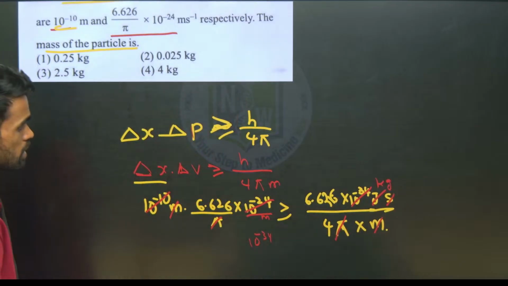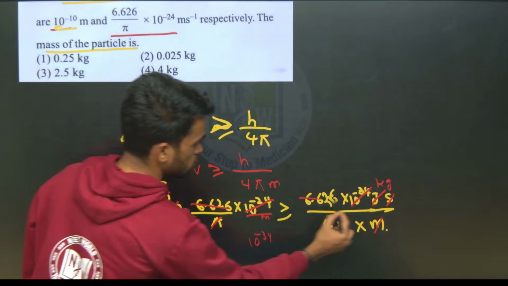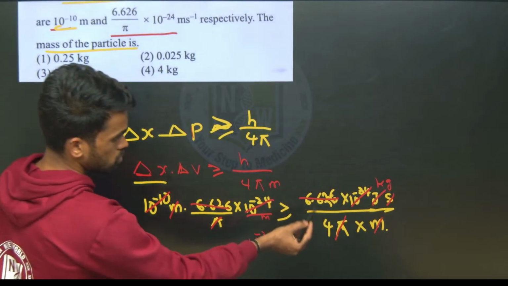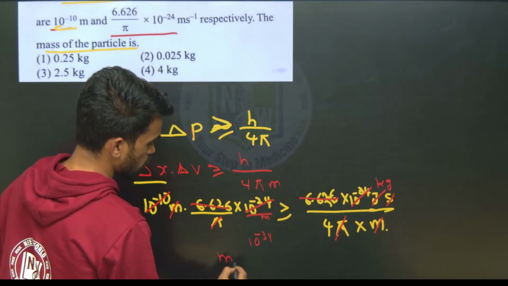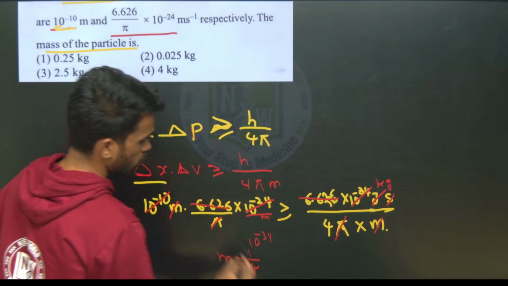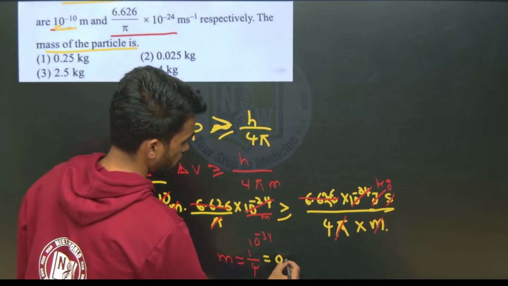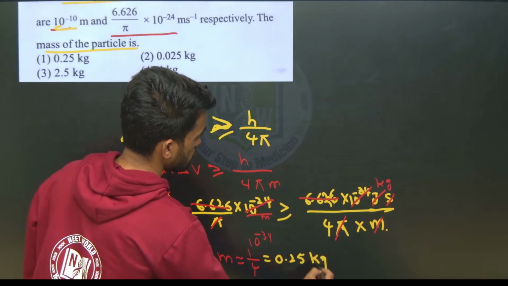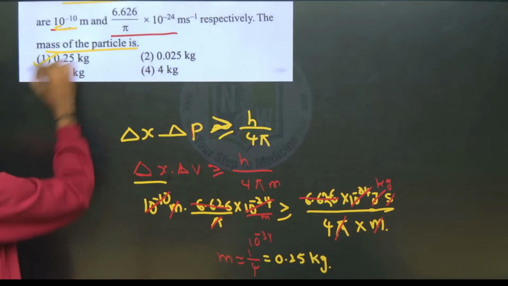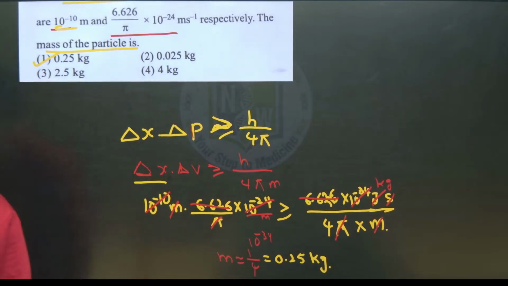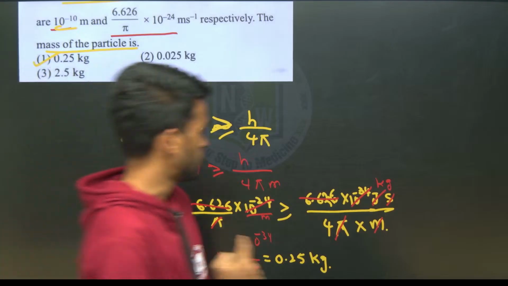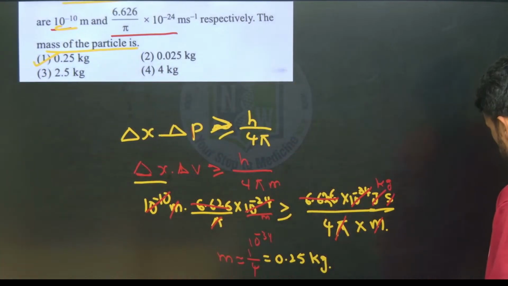Next, 6.626 can be removed. So mass equals 1 by 4, which is 0.25 kg. So the first option is the answer for this question. Is that clear? Let us move on to one more question.